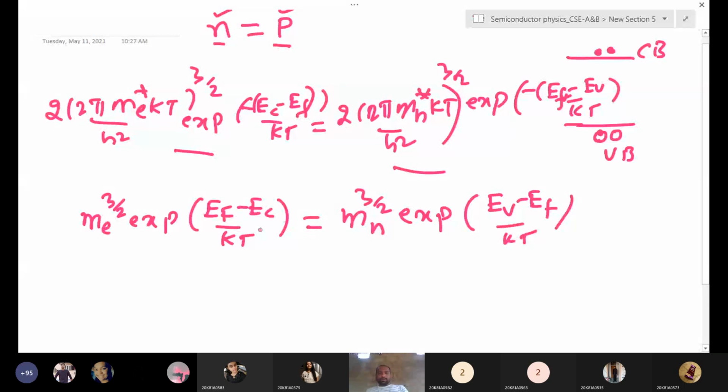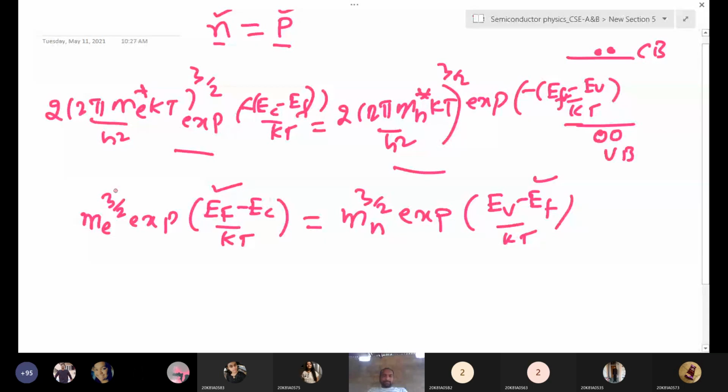Now from this expression, what do we want? We want the Fermi level. We are going to find out the Fermi level in an intrinsic semiconductor. For that, the Ef term is there on both sides. We will bring one side and send the remaining terms to the other side. Then I am sending this me to the power of 3 by 2 to the right hand side, and the second term on the right hand side I am bringing to the left hand side.